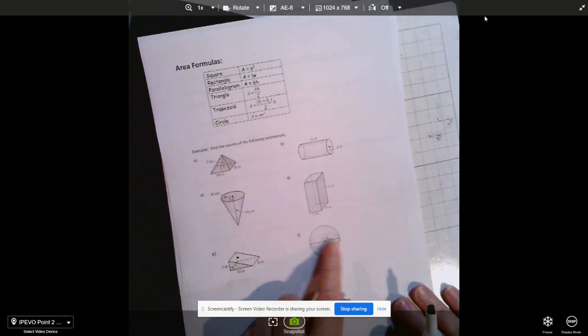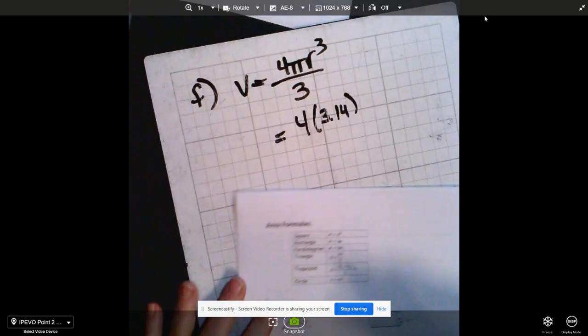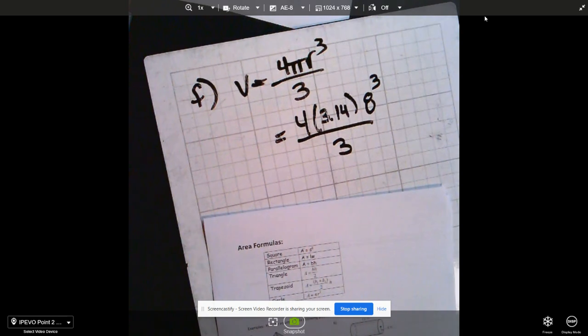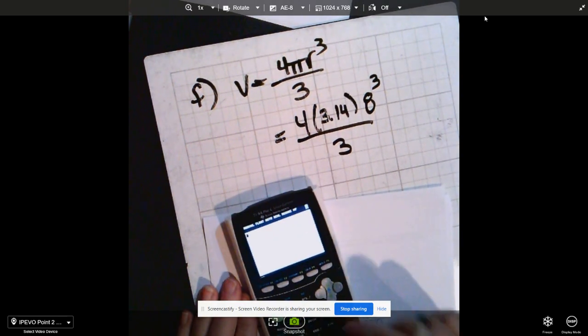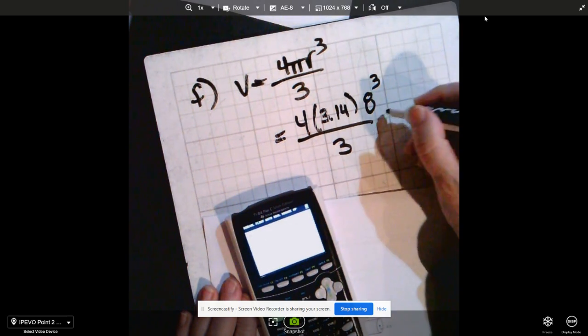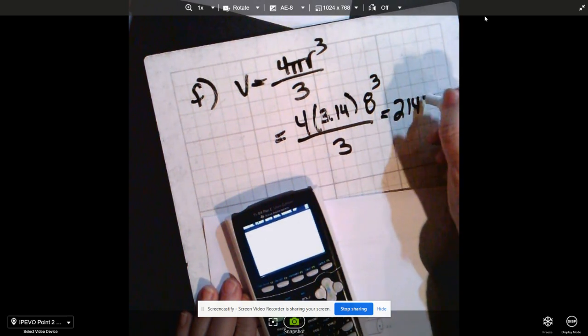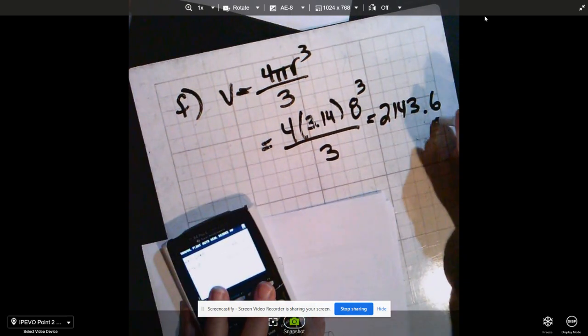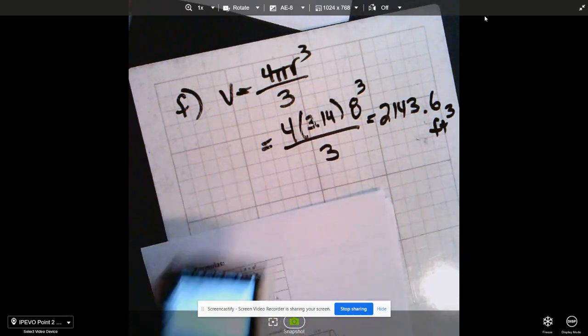They've given me 16 all the way across. A radius is only halfway across. So if the diameter is 16, I know the radius has to be 8. So this will be 8 cubed all over 3. Go to my calculator. 4 times 3.14 times 8 cubed. And I'll divide that by 3. And I'll get 2143. If I round it to one decimal place, that'll be 0.6. And again, it's volume, so it'll be feet cubed.